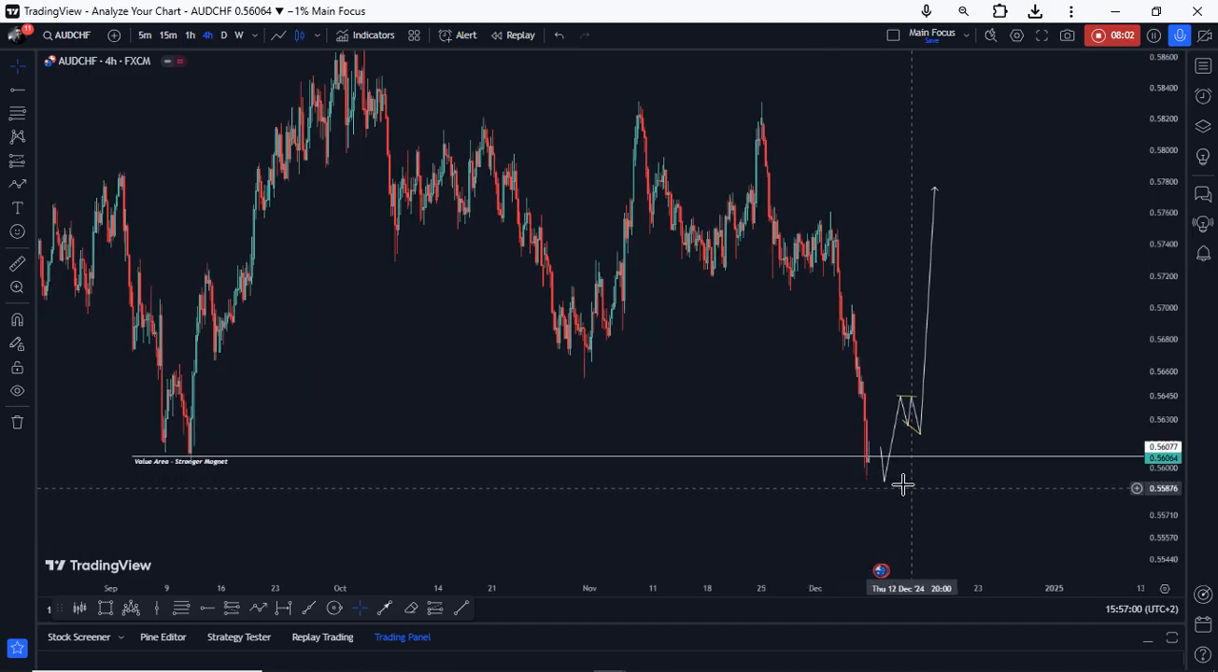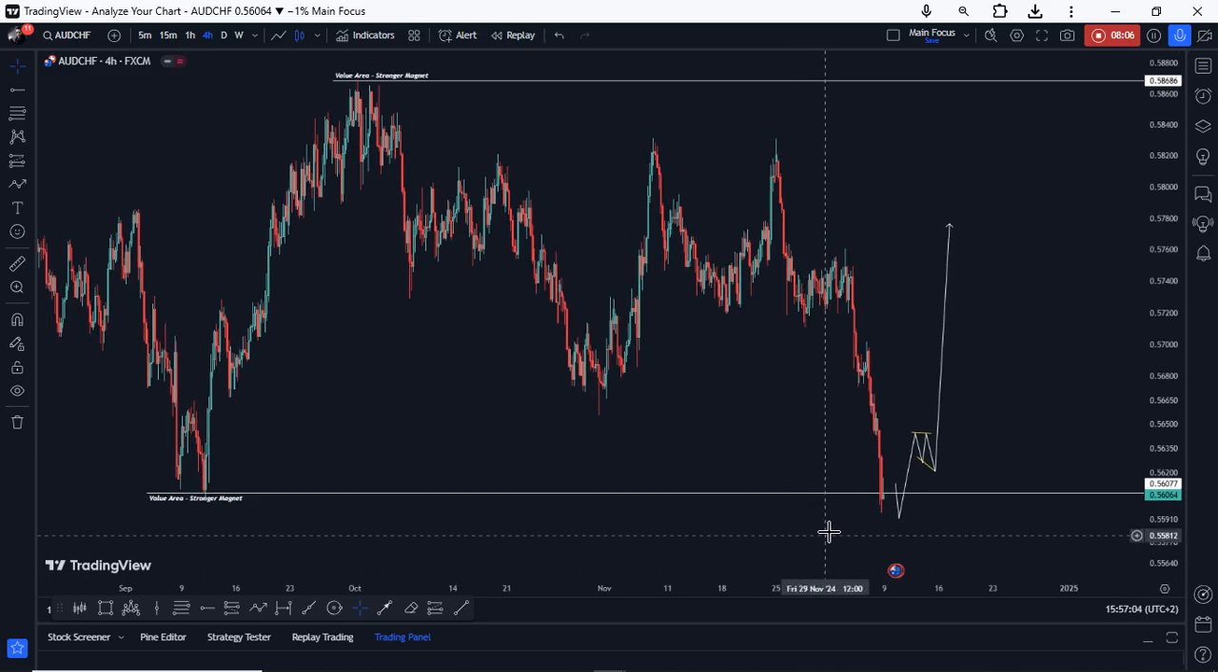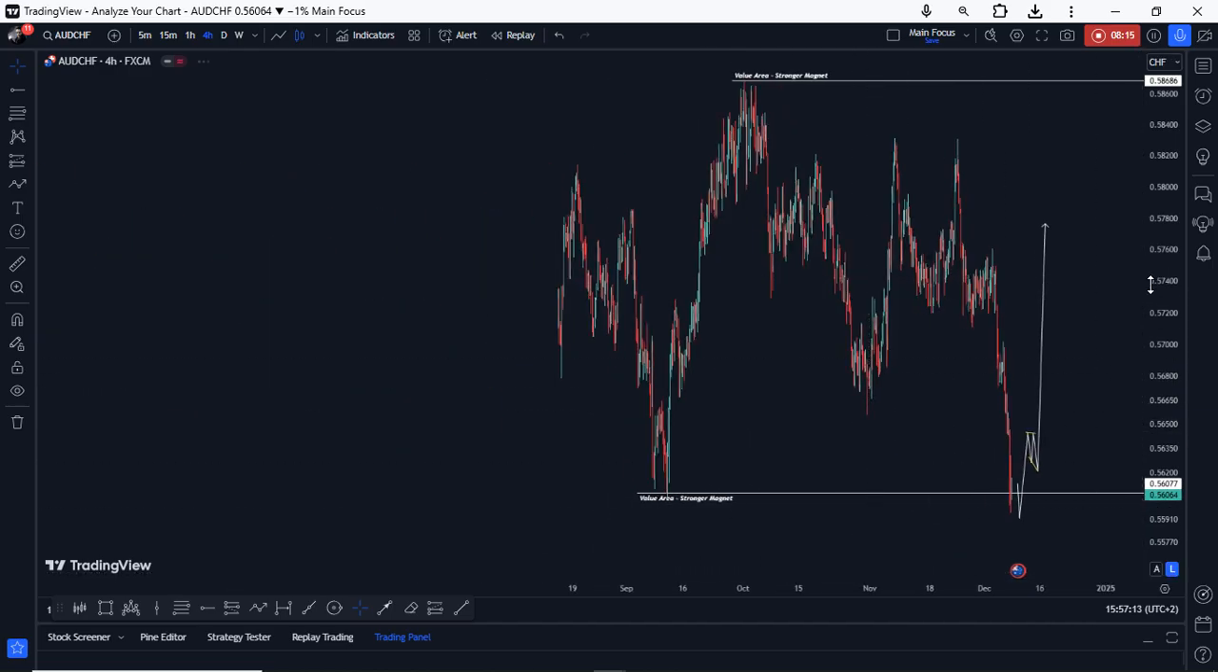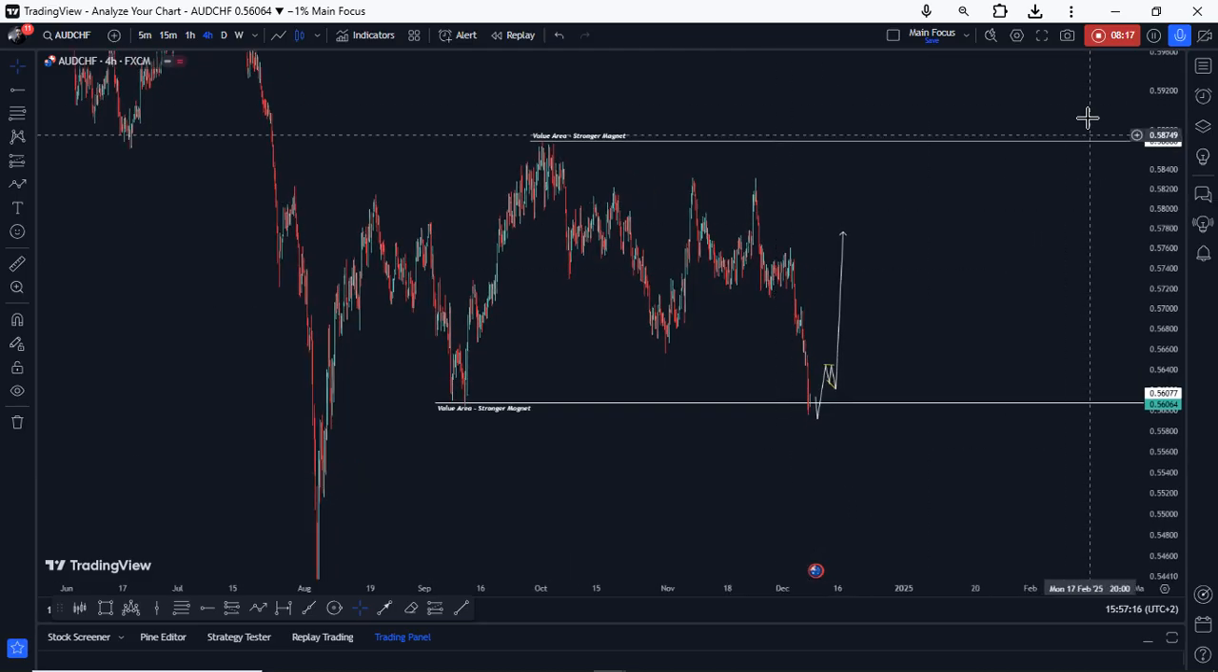As you can see, price looks to still be heading to the low. However, if price respects this value area point and pushes back in, I'll be more than happy to be taking a continuation. Clean, clean, clean, nothing complicated.